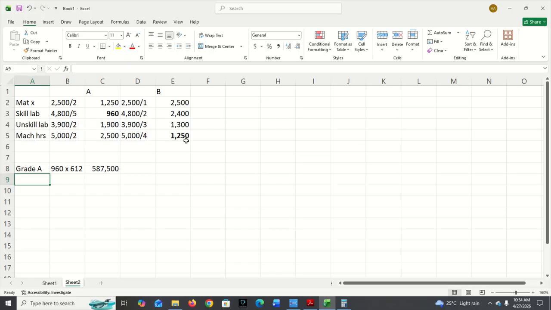Then for grade B, it will be 1,250 multiplied by 456. That will give me 570,000. All right, and that's how to solve this question on linear programming.